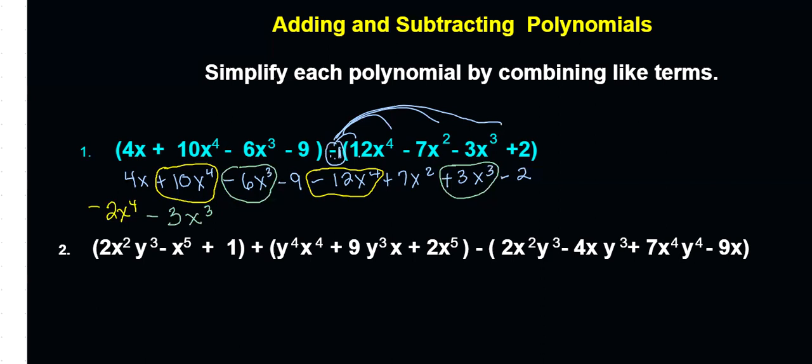Now, we did the x to the fourth and the x to the third. Let's see if there's any x squares. Do we have any x squares? This is the only x squared I see, so I'm going to just bring it down the way it is. And then that brings us to our x's, and this is the only x I see, so I'll bring that down. It's a positive 4x. And lastly, we have to look at our constants, our numbers that don't have a variable with them. We've got a -9 and a -2. That makes -11. And there we go, we simplified. Woohoo!